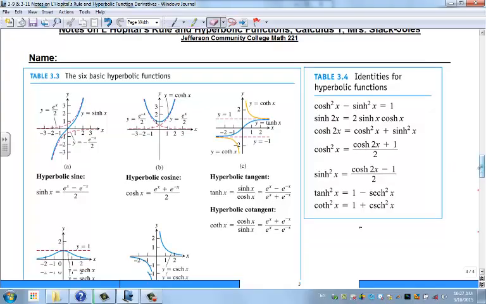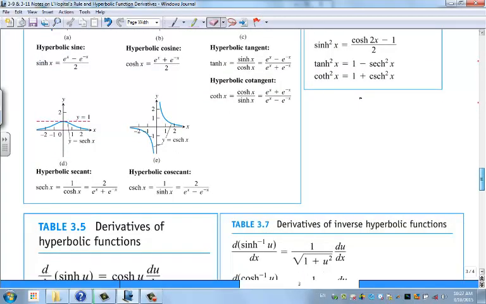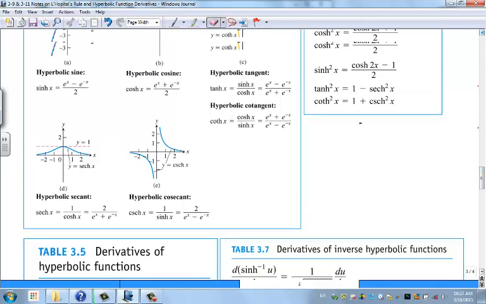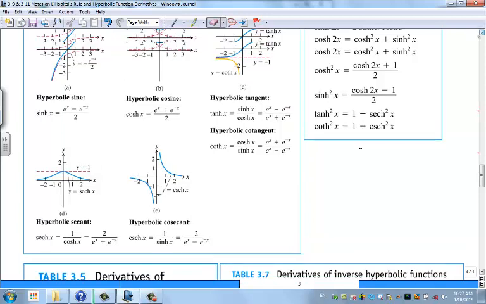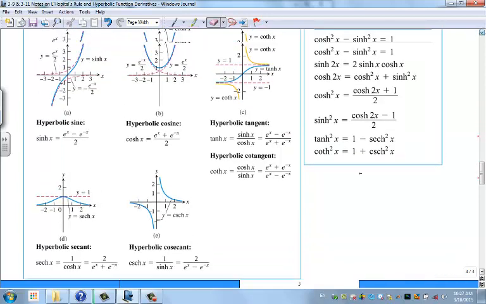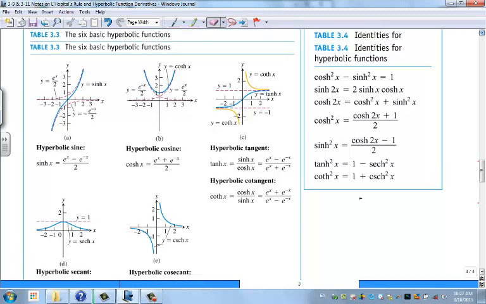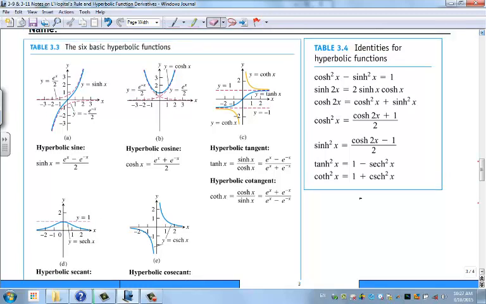Good morning, kids. Today we're going to look at the second part of that note sheet that you received last class on derivatives of hyperbolic trig functions. These are your 6 basic hyperbolic trig functions.